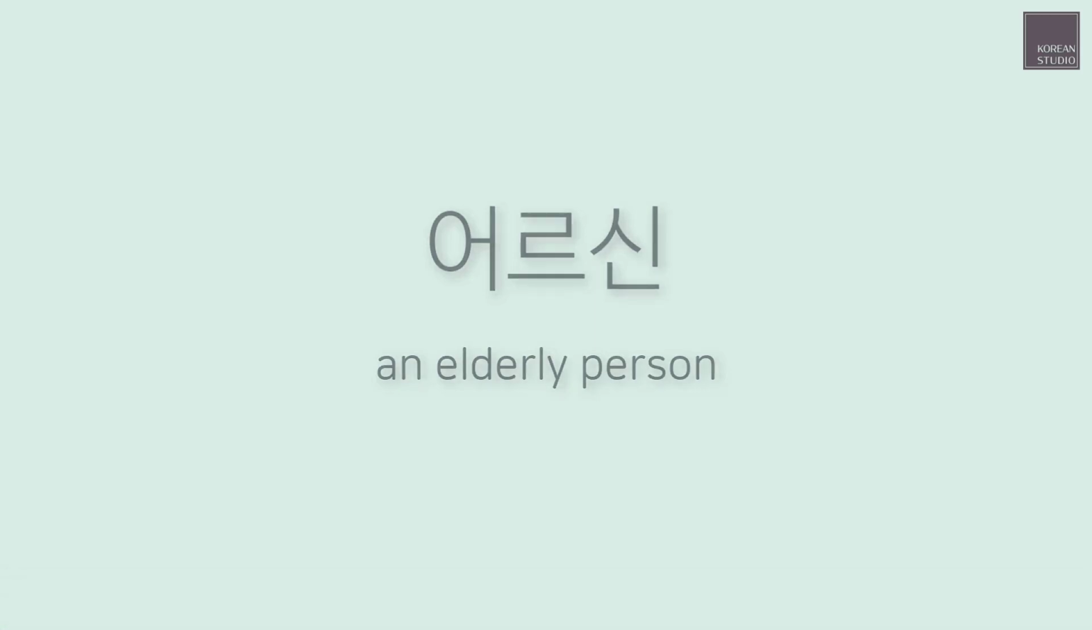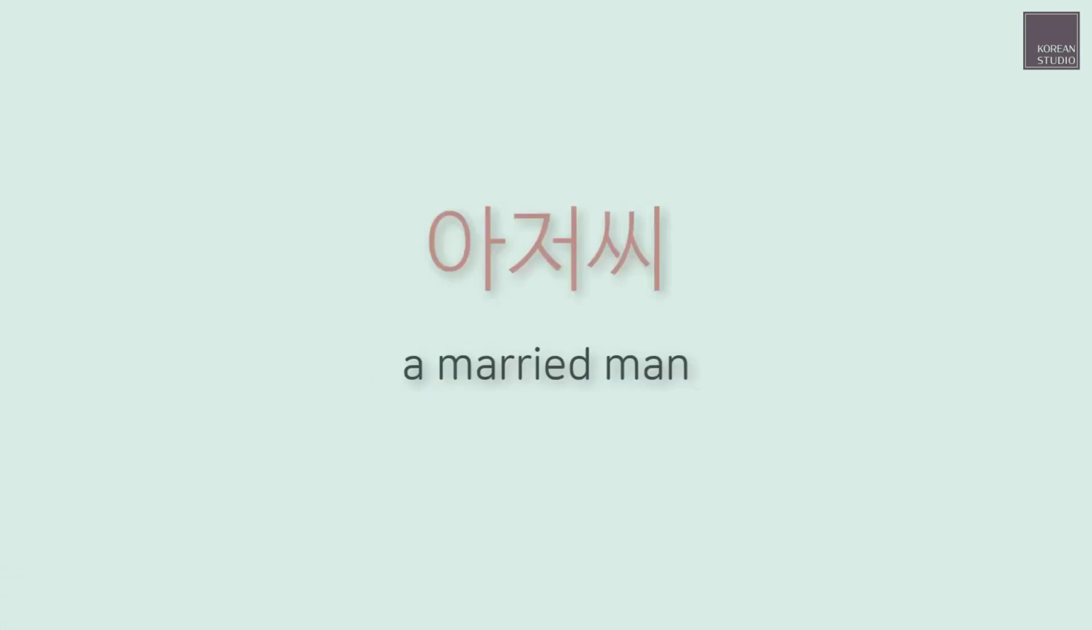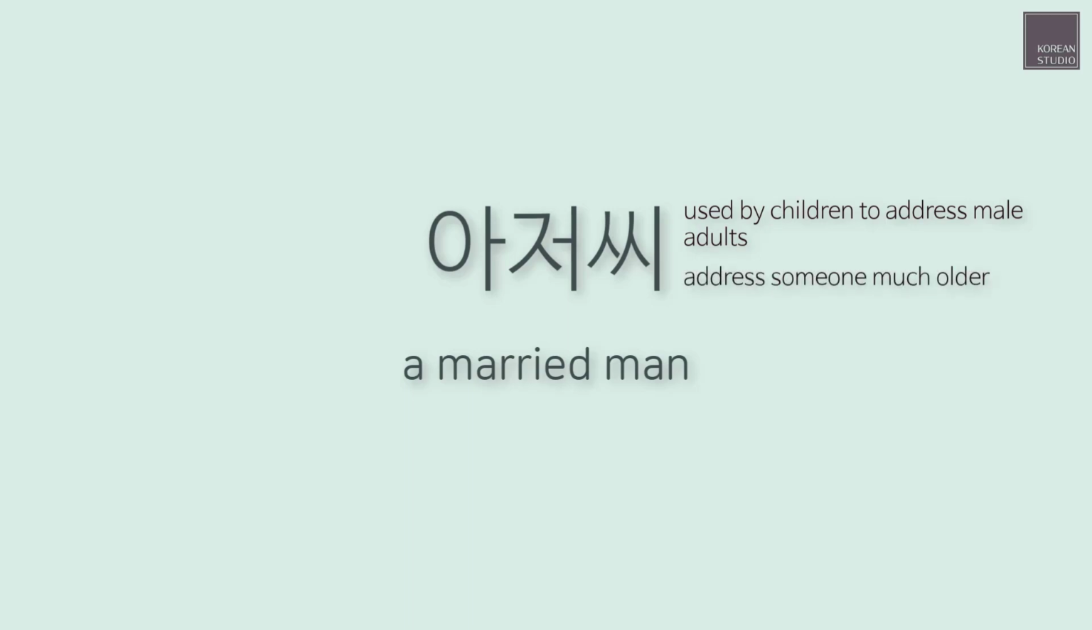That was great. Well done. The next word is used to address married men, and it's 아저씨, 아저씨. We use this word to address people directly, but also when we're referring to people. It's important to note that this is generally used by children when they address male adults, but you can also use this word to address people who are much older than you.